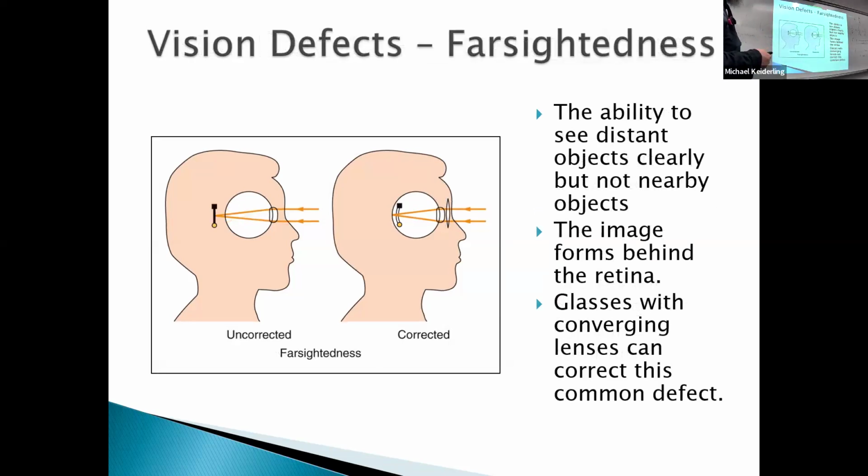Farsightedness is the opposite. You can see distant objects clearly, but not nearby objects. The image forms behind the retina. So glasses with convergent lenses correct this common defect by magnifying and showing an image that's further away. And this happens to be relatively common as you get older, because your ciliary muscles get weaker, and they can't squeeze enough to focus on nearby objects. And your lens gets stiffer and things like that. And that's why older people often need reading glasses. But there's a lot of ways to correct this.